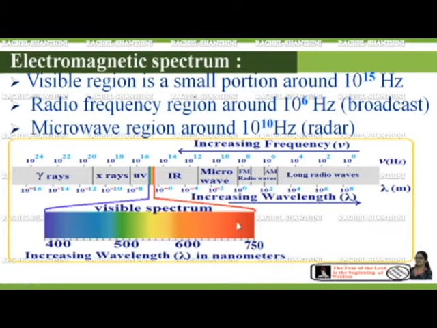Different colors in the visible light correspond to radiations of different wavelength. This region from 400 nanometer to 750 nanometer is called the visible region. This visible region is a small portion, around 10 to the power of 15 hertz in terms of frequency. The radio frequency region is about 10 to the power of 6 hertz and it is used for broadcasting. The microwave region is about 10 to the power of 10 hertz and it is used for radar. The complete electromagnetic spectrum is given in this picture.